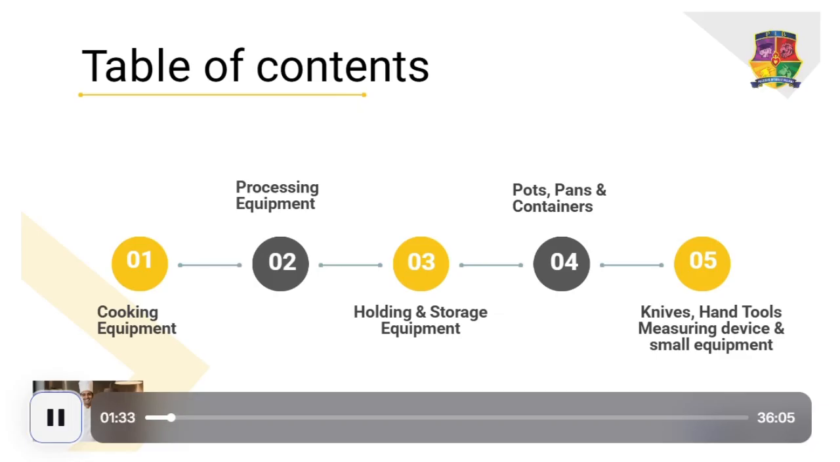Fourth, pots, pans, and containers. We will learn that different types of pots and pans have different functions depending on the cooking technique. And finally, knives, hand tools, measuring devices, and small equipment. These may look simple, but they are extremely important in professional kitchen operations. So throughout today's lesson, I want you to pay attention not only to the name of each tool or equipment, but also to its function and the appropriate situation in which it should be used. Let's begin with the first topic, cooking equipment.